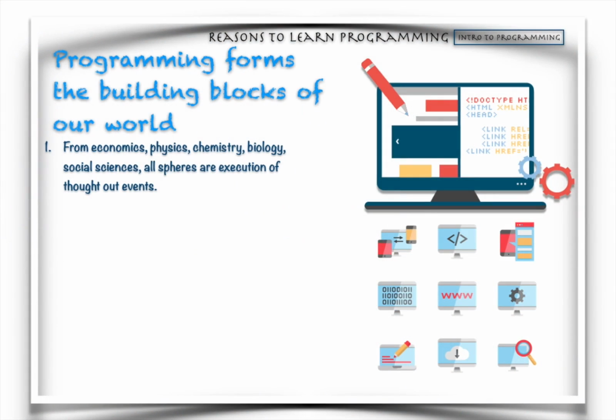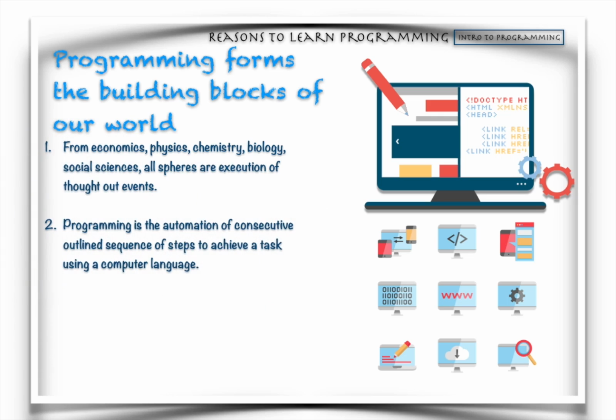We're going to talk about why programming is very important for everyone. From economics to physics to chemistry to biology to social sciences, all spheres are execution of thought-out events. The reason is that everything that we do today, and everything that surrounds us, is a set of steps that we need to make sure we achieve.